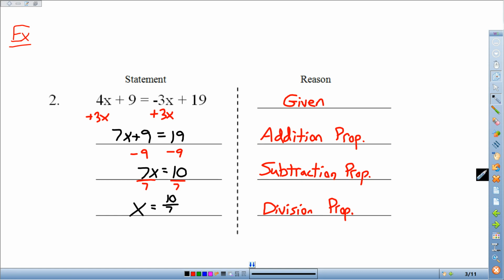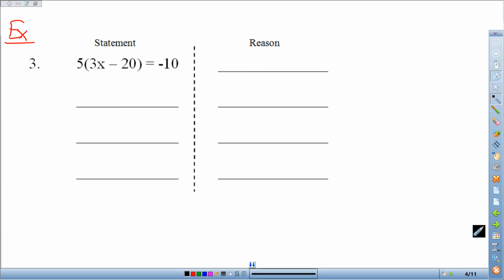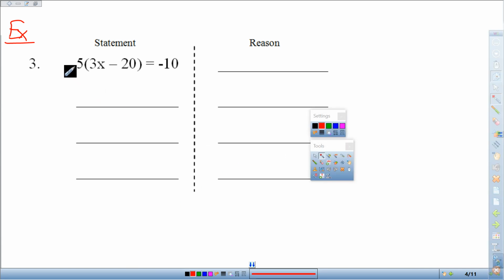Okay, so yeah, nothing too shabby. Let's try another one before I have you guys try one out. Take a look at number 3. All right, so first things first, here is my statement. Why does this exist? Because it is given.